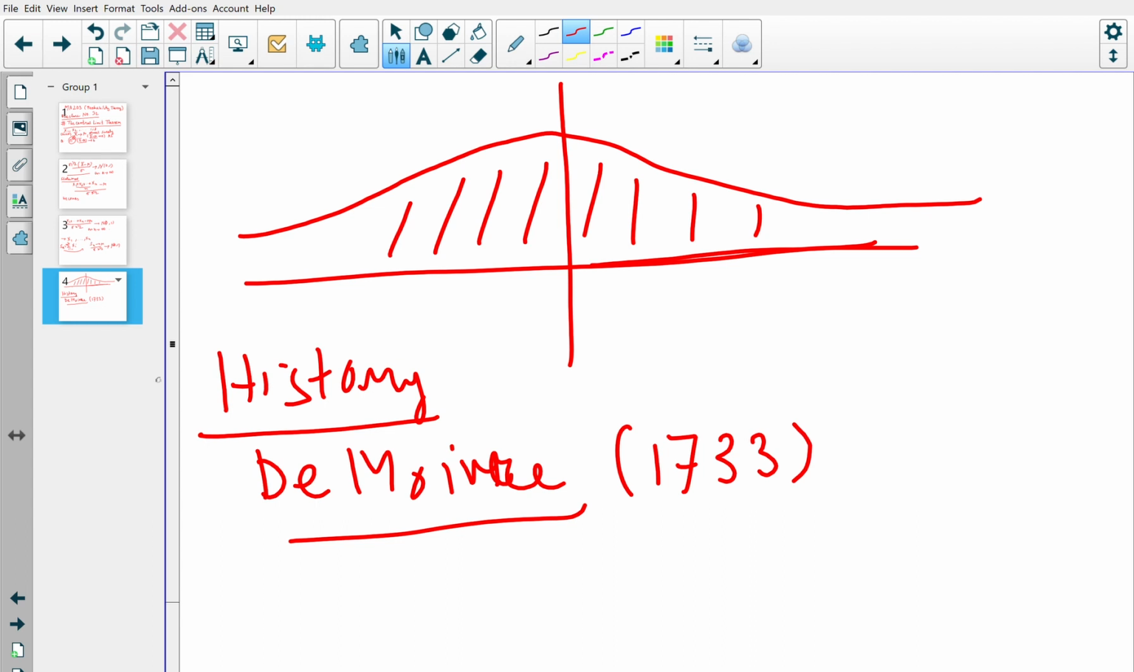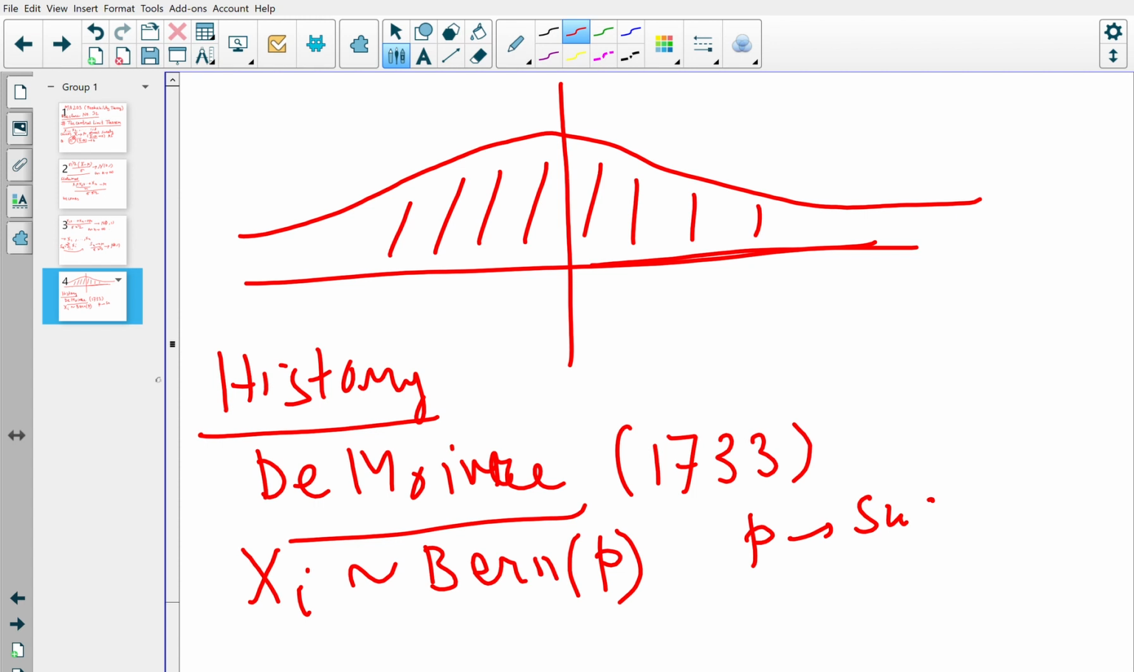He started with a Bernoulli trial with probability p. That means it is a coin tossing experiment. You have a random experiment which has two outcomes, either success or failure, where p is the probability of success and 1 minus p is the probability of failure.